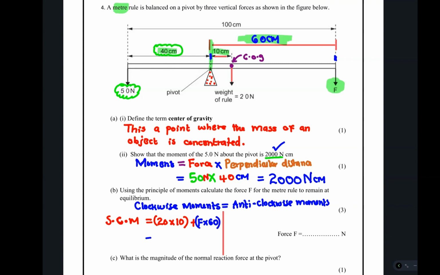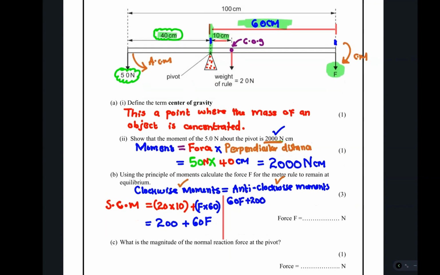So having that is F times 60, and then we can write this as 200 plus 60F. Then we can equate this to the anti-clockwise moment, which was 2000, and then this is going to be taken on the other side of the equal sign, and this is going to be 60F equals 1800, divided by 60 both sides. We shall have our F equals to what? Equals 30 newtons.